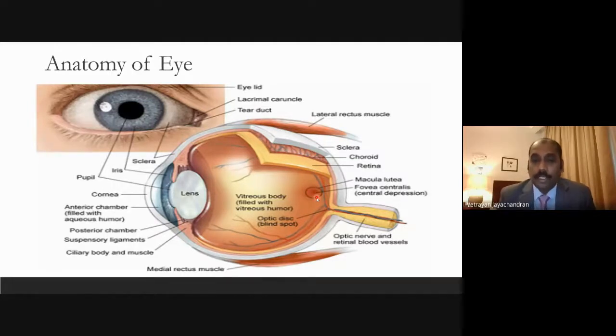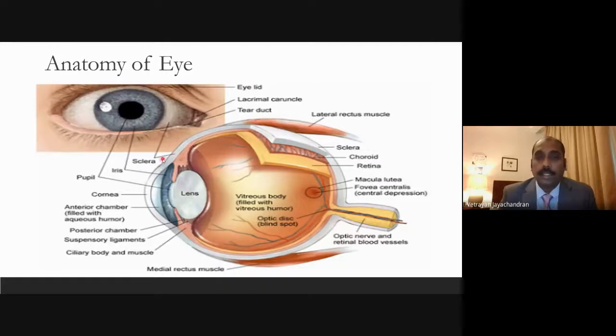If you look at the cross section of the macula, you can see the retina, and behind the retina we have the choroid. The choroid is the structure that supplies blood and nutrients to the retina. After that we have the retinal epithelium cells, which have rods and cones. The rods carry information about the images, and the cones carry color sensations. These two photoreceptors combine and take the information to the brain.